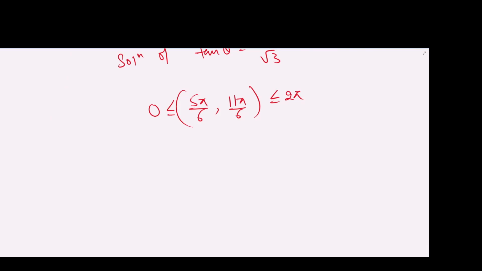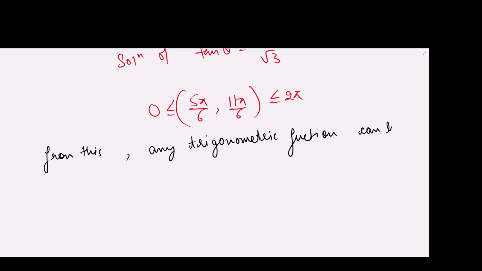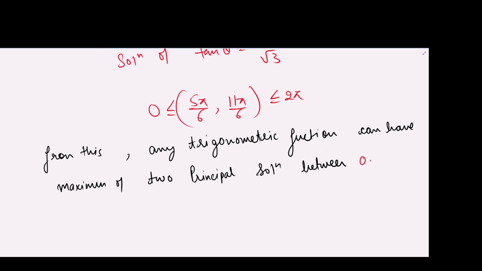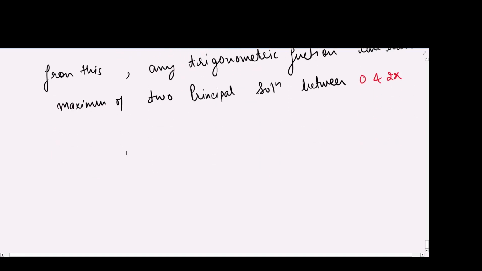So from this we can conclude any trigonometric function can have a maximum of two principal solutions between 0 and 2 pi. Next we have general solutions.